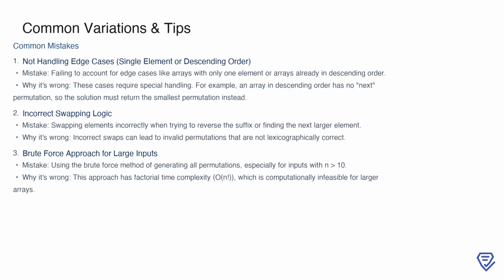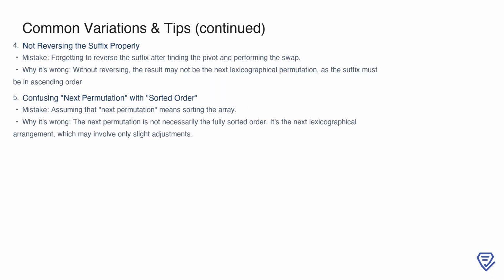Lastly, relying on a brute force approach to generate all permutations is a major pitfall. This method, while intuitive, is computationally impractical for larger inputs because its factorial time complexity makes it infeasible as the input size grows. A few additional mistakes to be mindful of include failing to reverse the suffix properly. Once the pivot is found and the swap is made, the elements in the suffix must be reversed to ensure the next permutation is in ascending order. If this step is skipped, the result won't be correct.